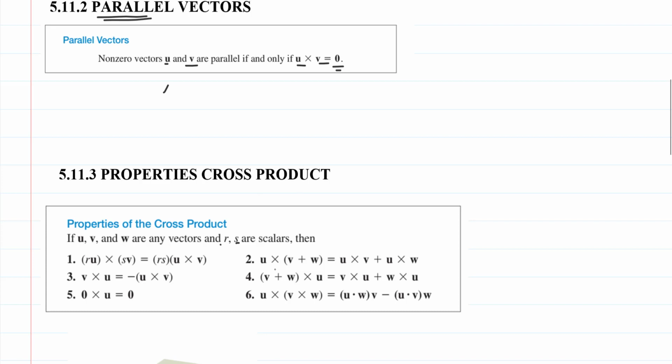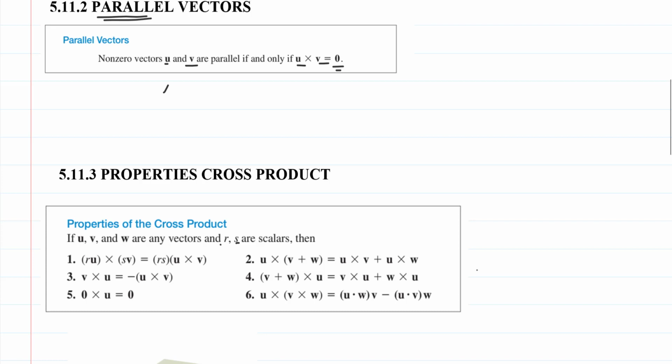Then the second property says that if I want to take the cross product of a vector cross a sum of two vectors, first of all you can distribute. You start by getting the cross product of u and v, then you also get the cross product of u and w, then you just add them. And the third one is by the right hand rule: v cross u is not equal to u cross v. It's not commutative, but rather v cross u is equal to the negative of u cross v. So that's the third property.